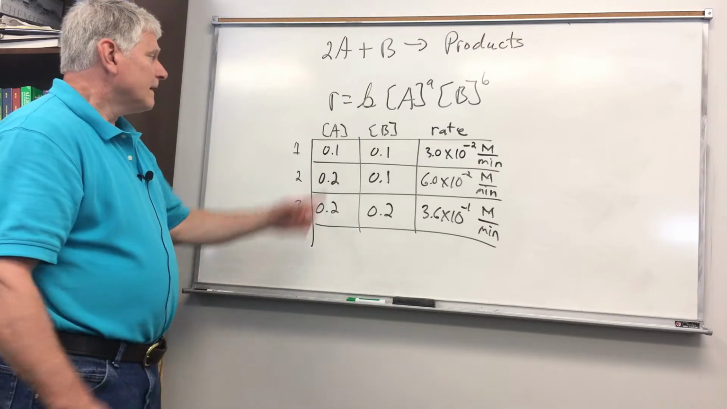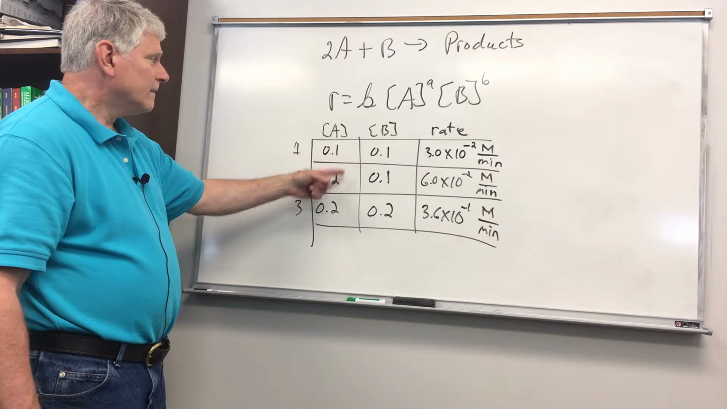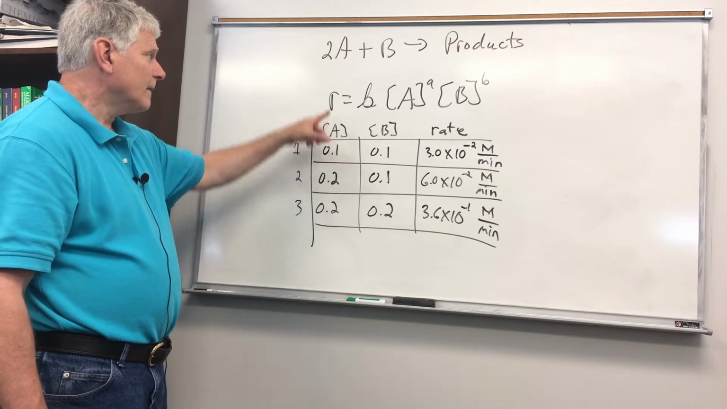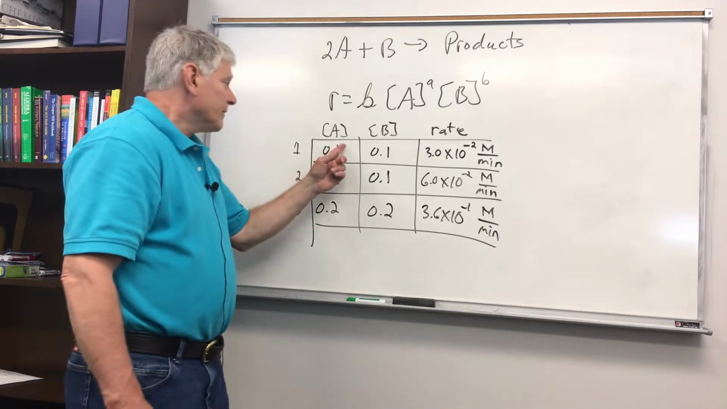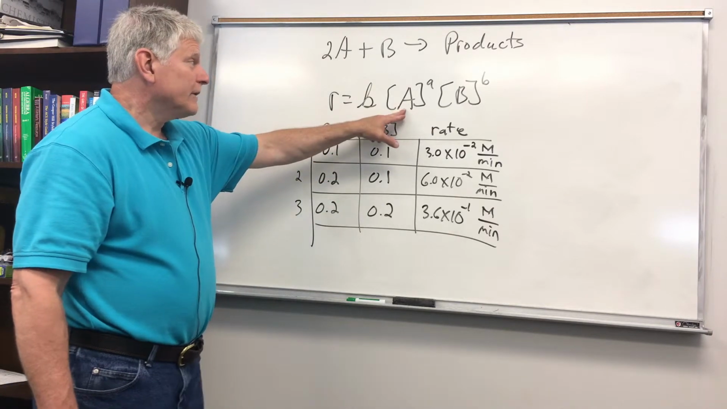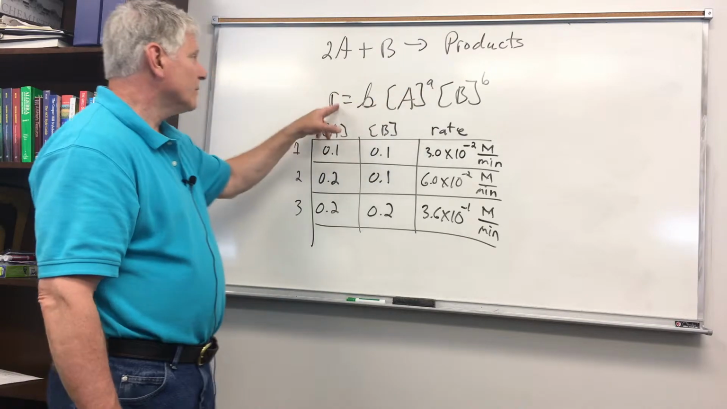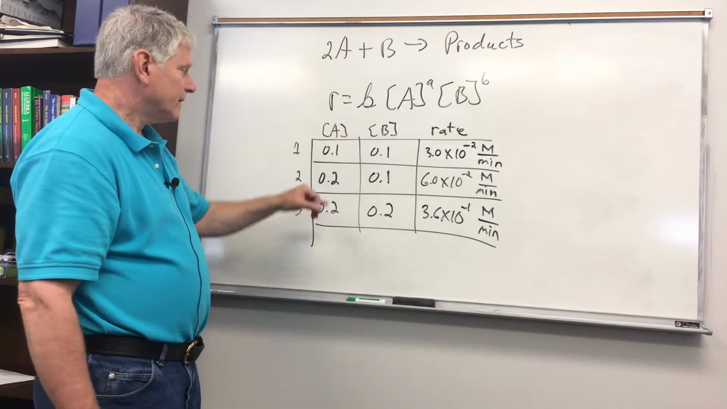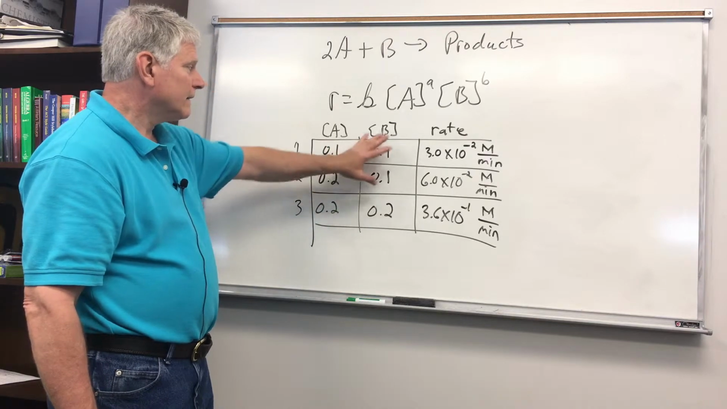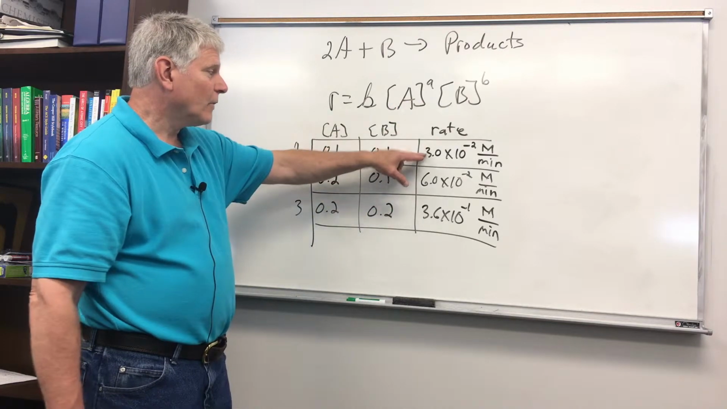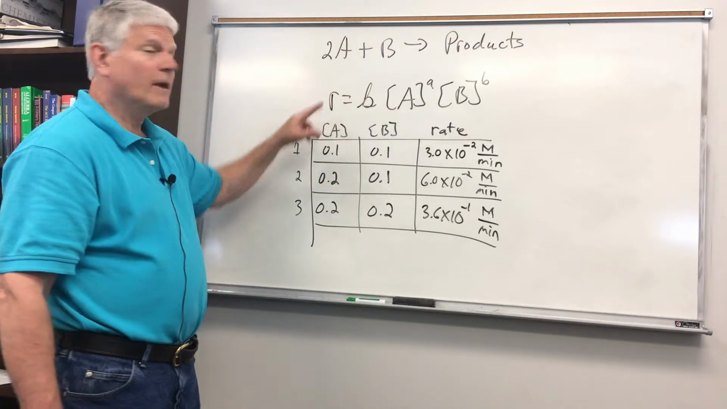So here we doubled A, but we kept B the same, and we want to know how it affects the rate. So we're doubling A, so we're increasing A by a factor of 2. So 2 to the a is equal to the increase in the rate. So we double A, keeping B the same, and so the rate doubles. So 2 to the 1 would double the rate.